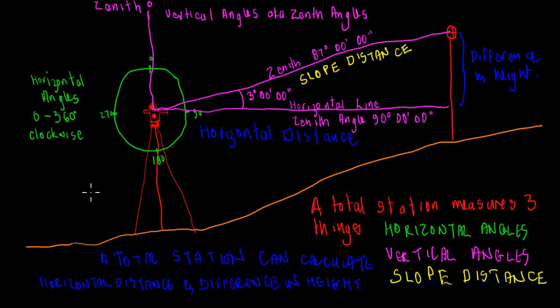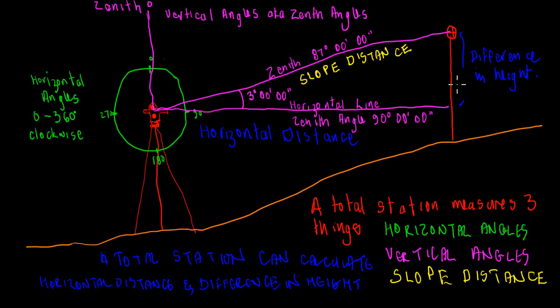So here's my little diagram of the total station. Unfortunately I don't have the ability to draw things in 3D so well, but here it is nonetheless. So here we have a total station, usually set up over a mark of some sort, and it's measuring to a prism pole, or pointing to a prism pole here. Now the total station essentially does three things, or measures three things: horizontal angles, vertical angles, and slope distance.